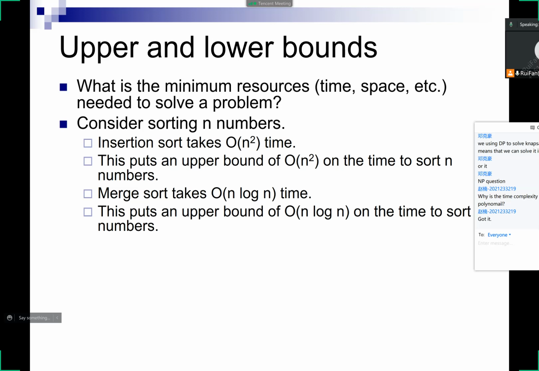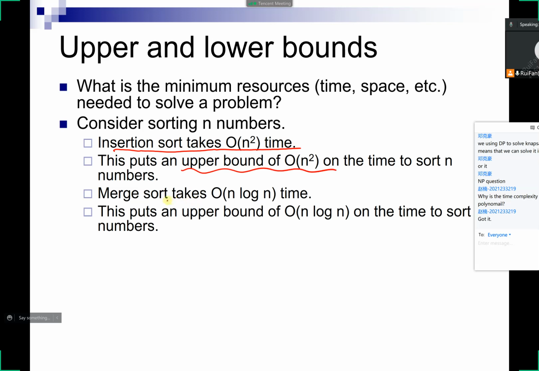Upper bound just means how much time you need to solve a problem. For example, if you have insertion sort, and let's say this runs in order n squared time, then this puts an upper bound of n squared on the time to sort n numbers, meaning that you never need to take more than order n squared time, because you have this n squared time algorithm to solve sorting.